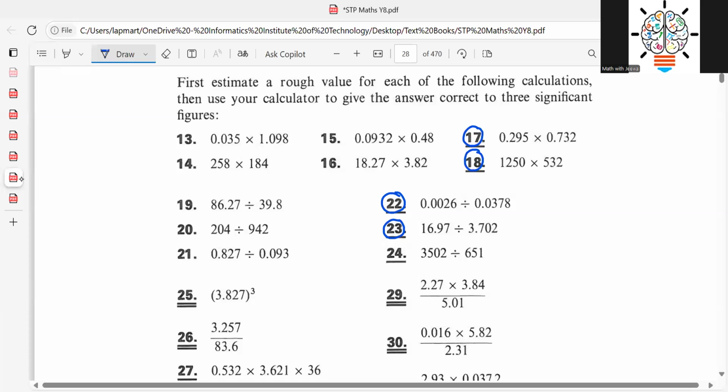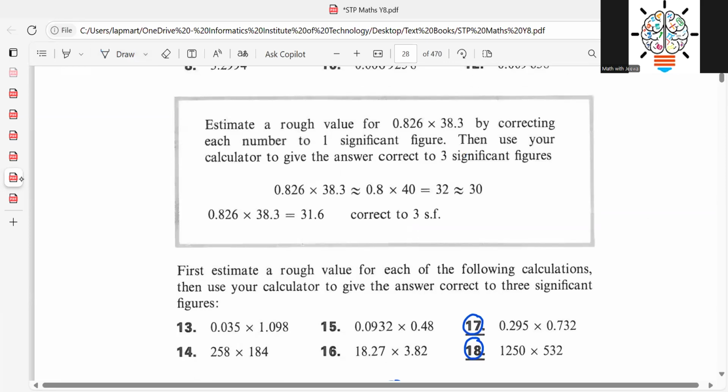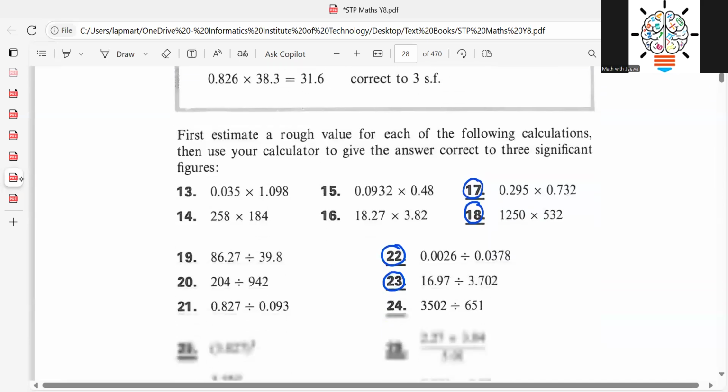First of all, you read the question instruction carefully. First, estimate a rough value for each of the following calculations. Can you remember what we did here? Now, estimate a rough value by correcting each number to the first significant figure. Before going for the calculation, we convert the given figures in the question into the first significant figure, right?